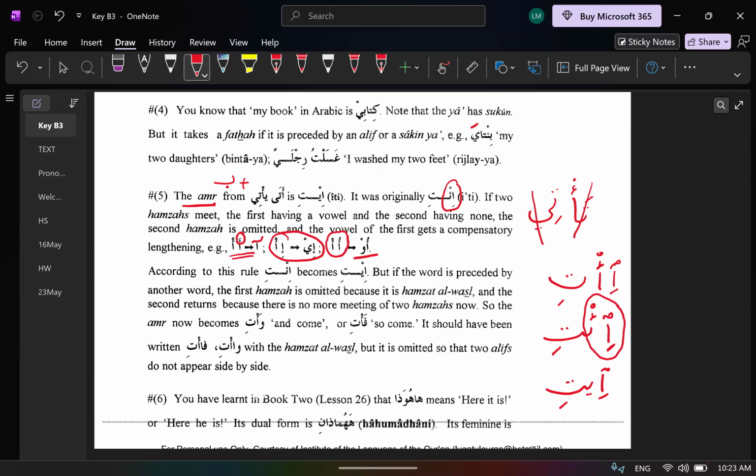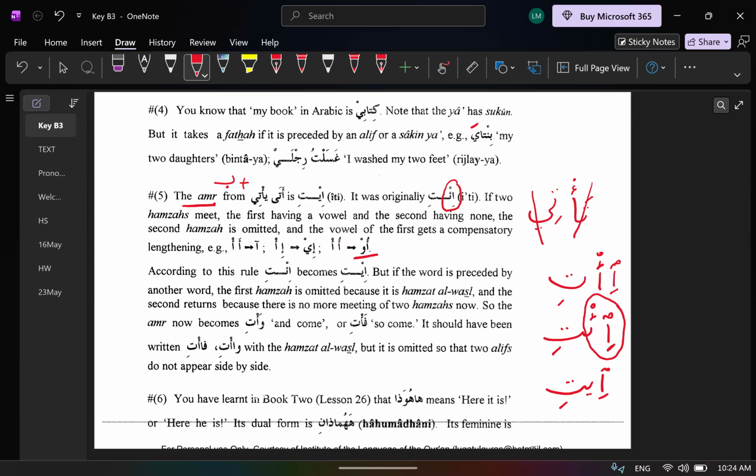So let's read one more time. It is originally iti. If two hamzas meet, the first having a vowel and the second having none, the second hamza is omitted and the vowel of the first gets a compensatory lengthening. For example, if it is a fatha before, it becomes a. If it's a kasra before, it becomes e, dhamma, u. So a, e, u. Yeah.